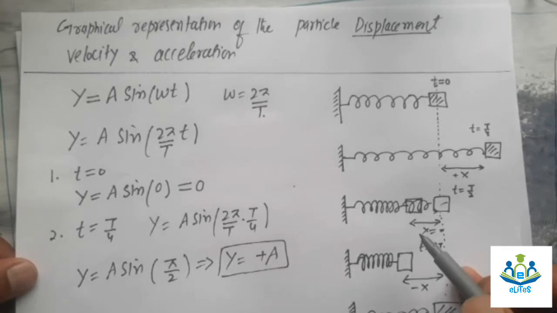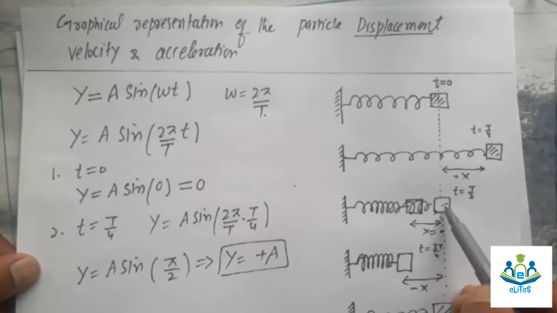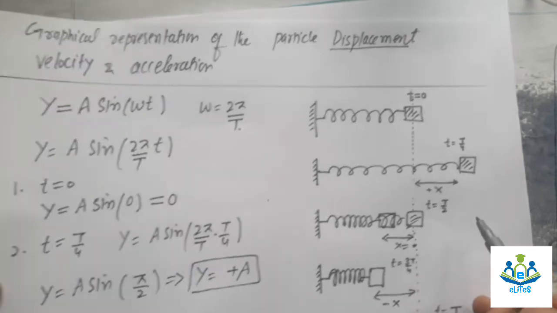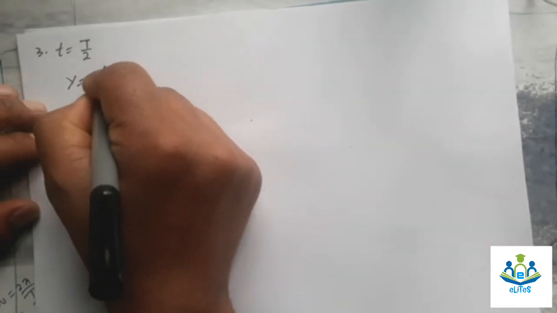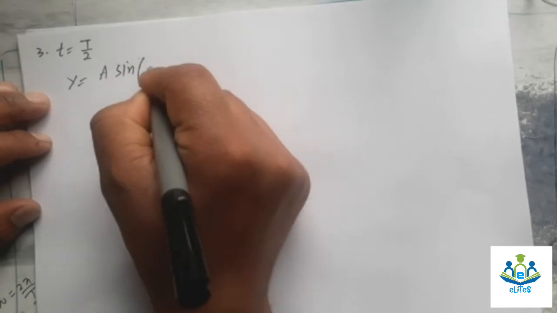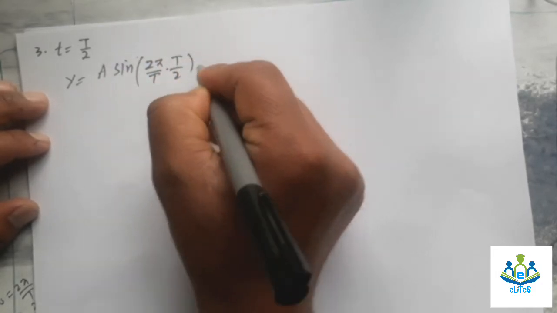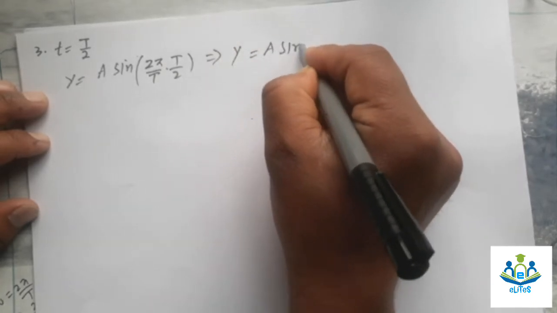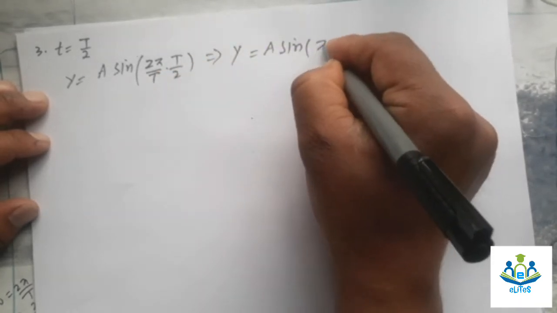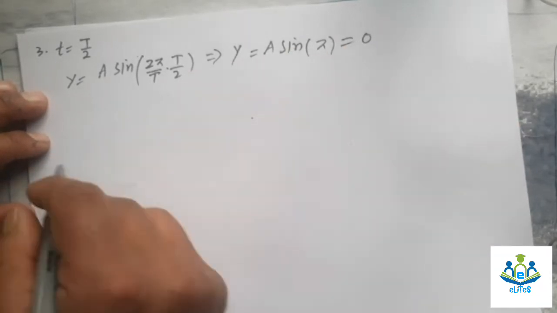Number three: when time is T by 2, when it comes back to its mean position, displacement is a sine of 2 pi over T into T by 2. So it will be y is a sine of pi, that is 0. So displacement is 0 when time is T by 2.